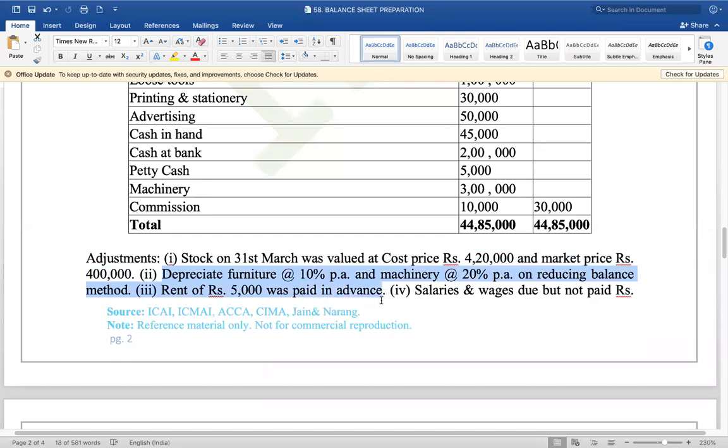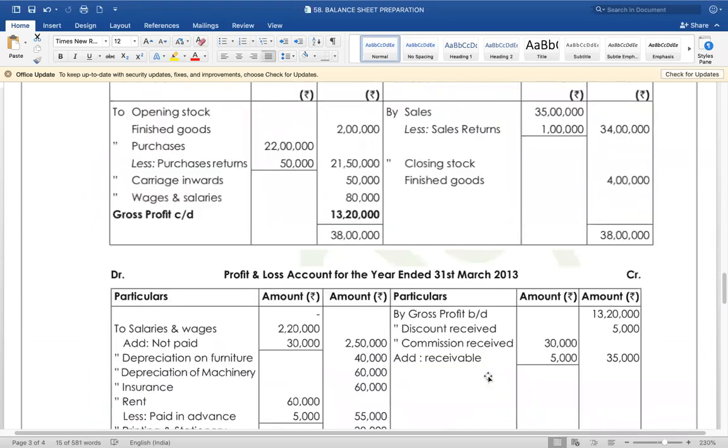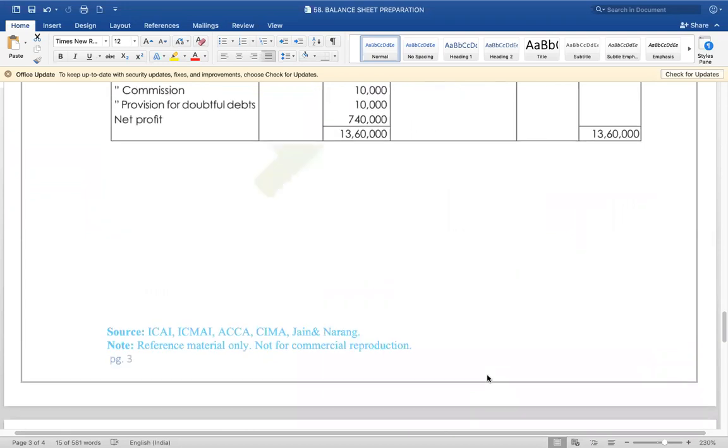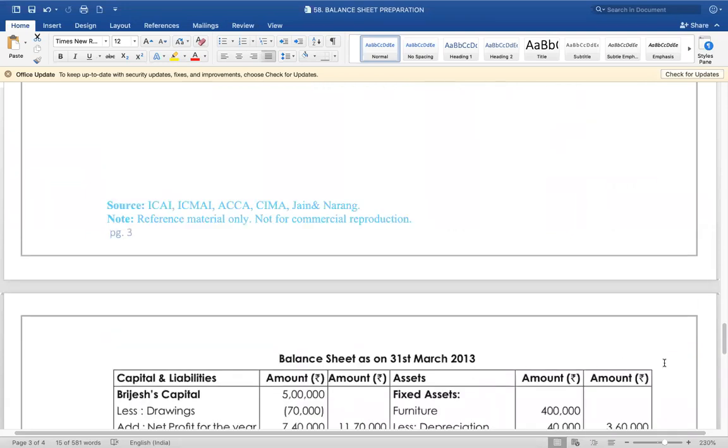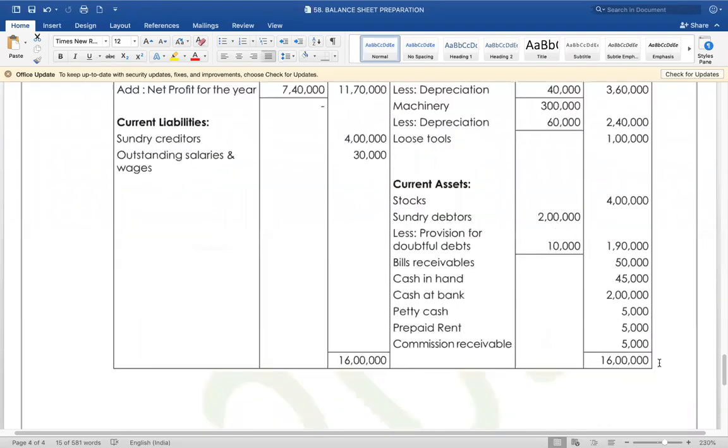Rent paid in advance also is considered. Salaries and wages also is considered. Okay, this 30,000 is considered. Provision for doubtful debts is considered. Commission also is considered. That's it. Every bit of the case we have considered. Not a single item we have slipped. Please do let me know if I have slipped by mistake. Right. Let us take the total.